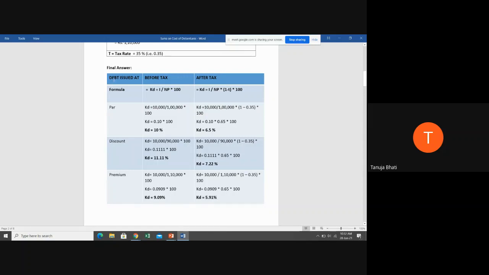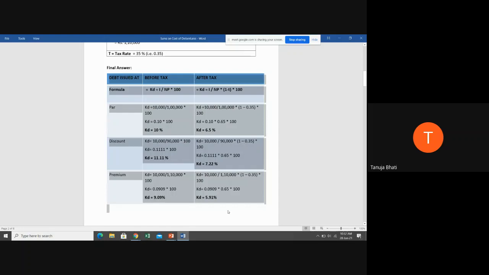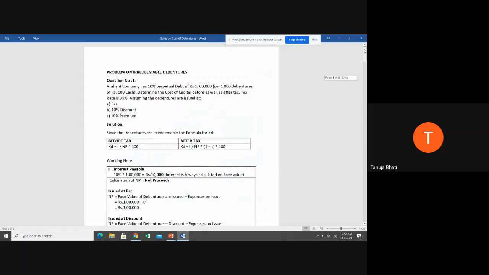So this is the final solution to the problem that we have just read. So did everyone understand how to solve the cost on irredeemable debentures when they are issued at par, discount and premium? So all the cases I have taken in one problem itself, students. In case of irredeemable debentures, all the categories of questions that can be asked, I have taken in one question itself. So is this particular solution clear to everyone? Yes? Yes, ma'am. Okay. Now let us move ahead.